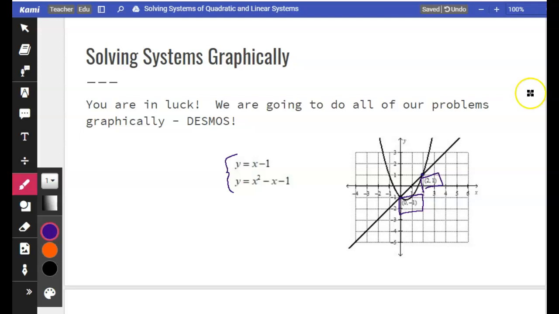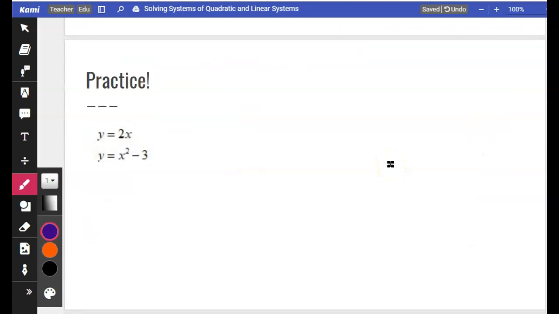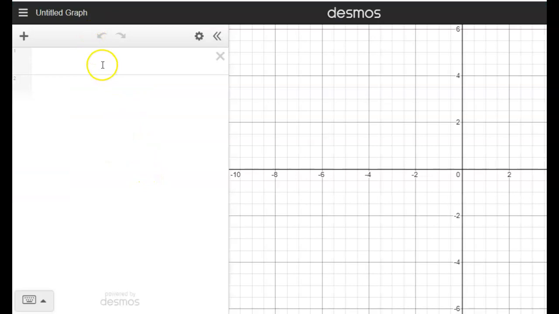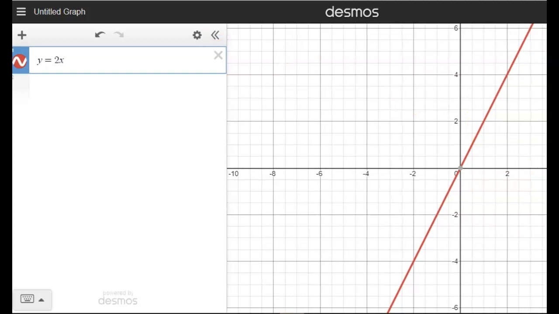So let's do it. Let's get one of these out of the way here. Given these two equations, our goal is to solve this system of equations. What's really awesome about Desmos, you don't have to rearrange formulas in any way, shape, or form. You can type them in exactly as you see them. So I'm going to click over to Desmos, and my first equation was y equals 2x. I'm going to stretch out my screen here a little bit.